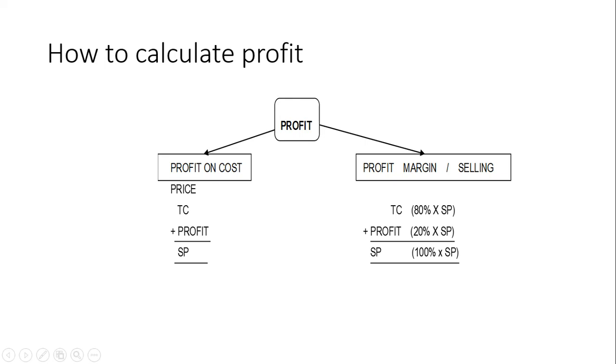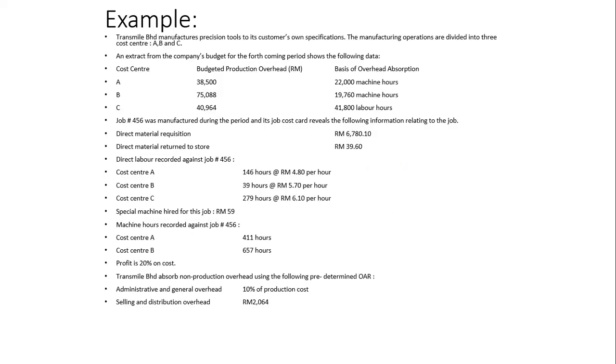Okay, so then we solve this equation. Selling price equals 10,000 divided by 80%, then we get 12,500. So 12,500 is the selling price. So selling price minus the total cost of 10,000, 12,500 minus 10,000, then we get the profit equal to 2,500.